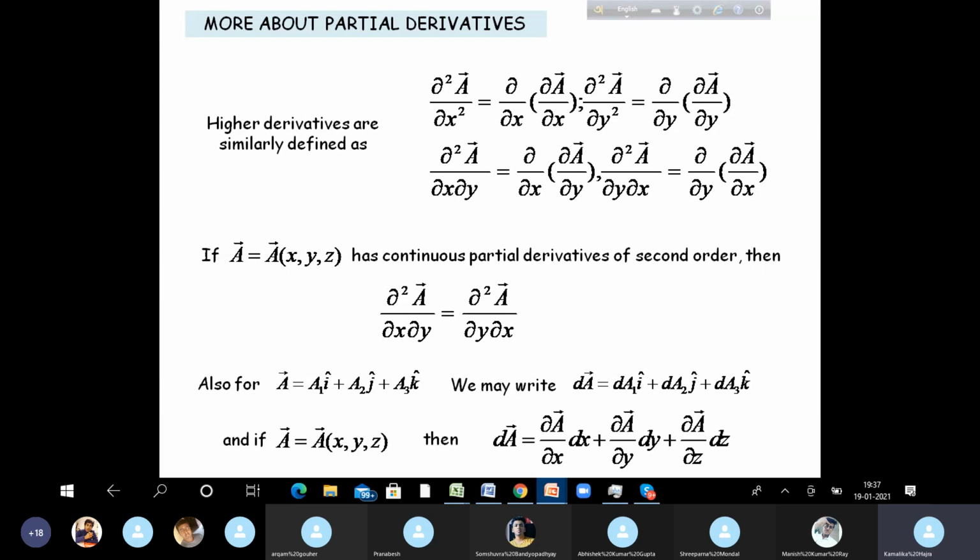Again, if a vector A is a function of x, y, z, then we can write dA equal to ∂A/∂x dx plus ∂A/∂y dy plus ∂A/∂z dz. So these are certain rules that you must remember, certain formulae, and we will be using these formulae later on when we do other forms of vector differentiation, the operators, and later on integration.